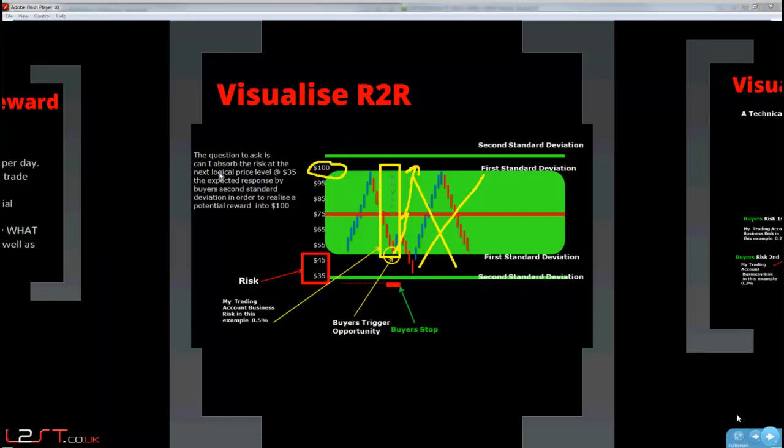Okay, the question to ask here is, can I absorb the risk at the next logical price, which is 35? So let's say if you buy 45s, can you absorb that risk to 35? So you establish a risk area. This is your risk area. This is the area where you might be at risk. So you might get long here, but it may not necessarily move from there. But you've got to be okay with taking that risk up to the next level.